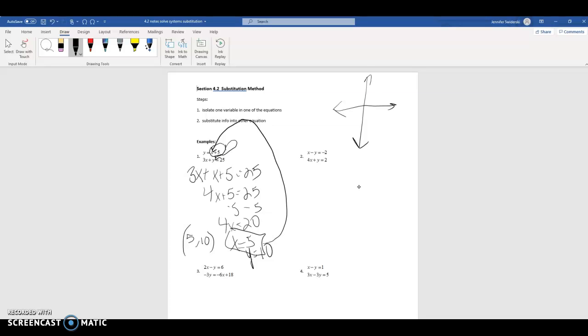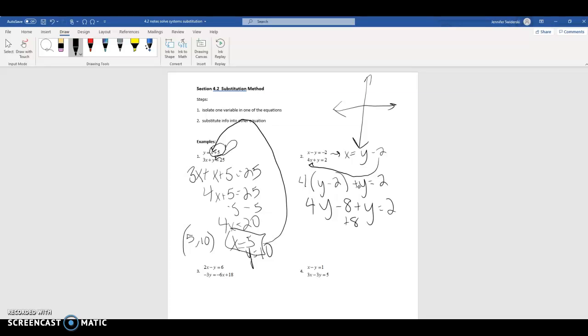All right, let's try this next one. First step is to isolate a variable. Doesn't matter which one you isolate. For me, I'm going to isolate x in this first one. So to do that, I'm going to get x equals, I'm going to add y to both sides. So I get y minus 2. I'm going to plug that in for x down here. So it'll be 4 times y minus 2 plus y equals 2. So I get 4y minus 8 plus y equals 2.